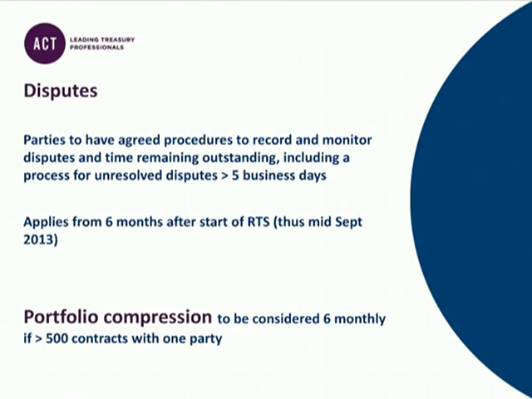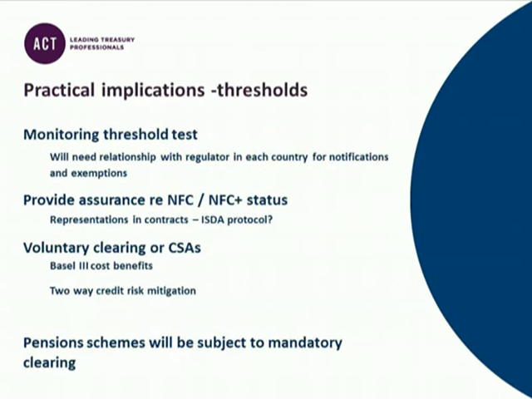Moving on to the next slide on practical implications around thresholds. If I could just sort of come back to just some of the quirks of how these rules work through. If you do go over the threshold and you're an NFC plus, once one company in your group goes over, you're all treated as over. And then each company will have to notify its own local regulator in whichever country across Europe.